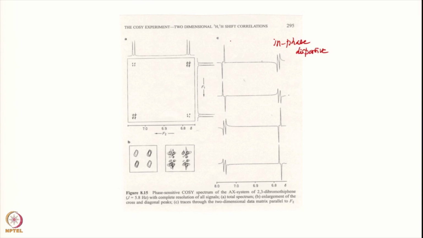And what are these? These are antiphase absorptive. Okay. So therefore the cross peak has this feature and the diagonal peak has this kind of a feature.